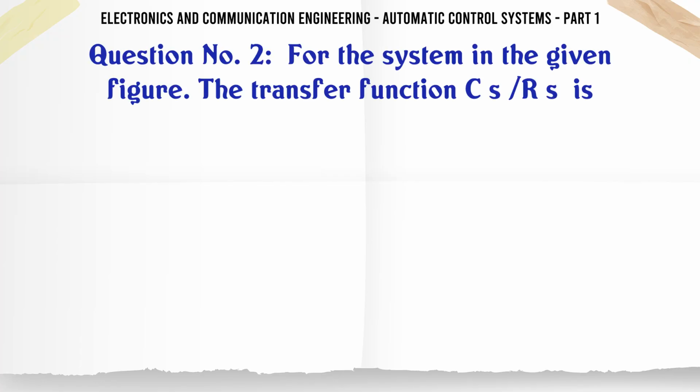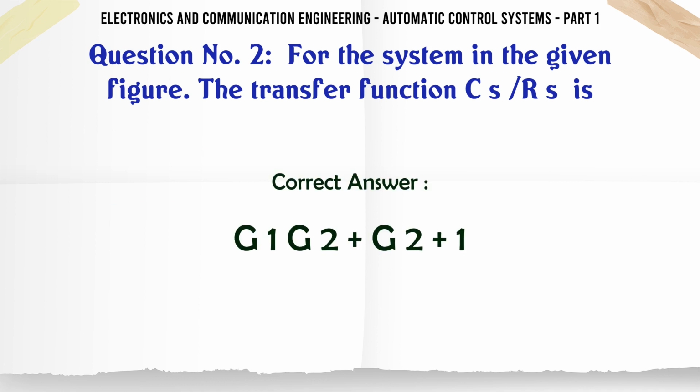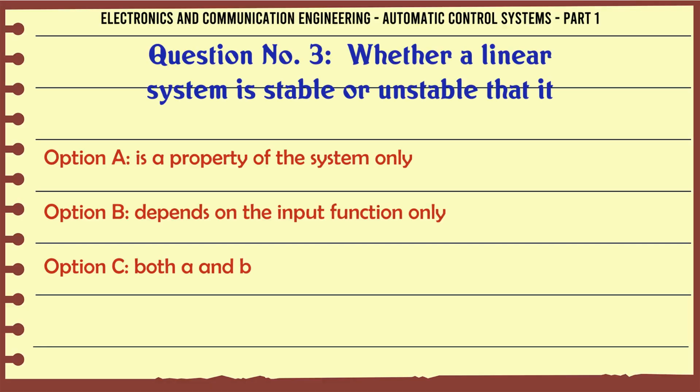For the system in the given figure, the transfer function C(s)/R(s) is A. G1G2/(1+G1G2), B. G1G2/(1-G1G2), C. G1G2/G2(1+G1G2), D. G1G2/(1+G1). The correct answer is G1G2/(1+G1G2).